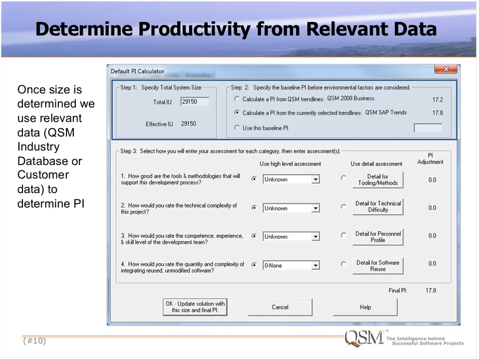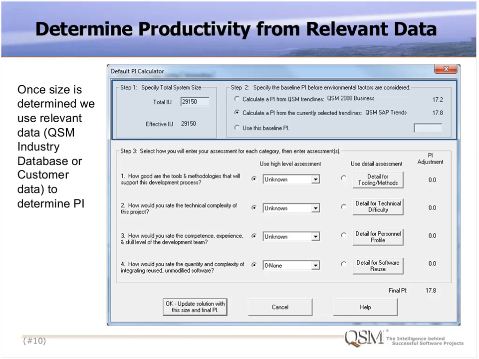Once we get a handle on sizing, what we're going to try to do is get a handle on the efficiency of the project. The way we do that is we use what we call a productivity index within SLIM. So once size is determined, we're going to use a relevant data set from either the QSM database or the customer's own historical database.